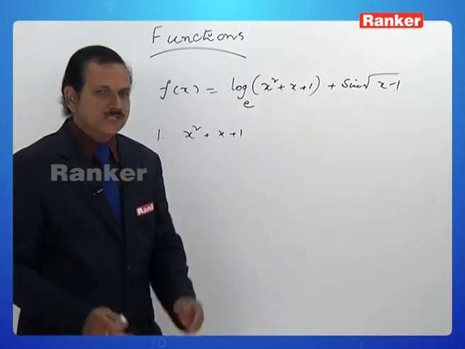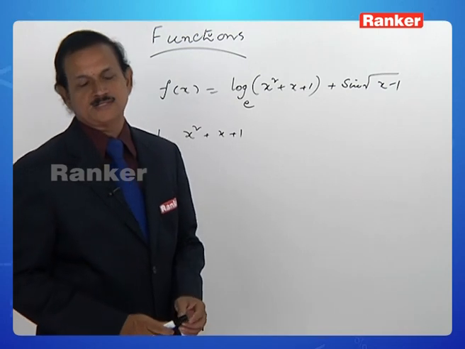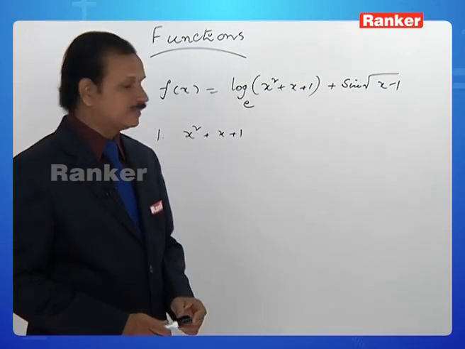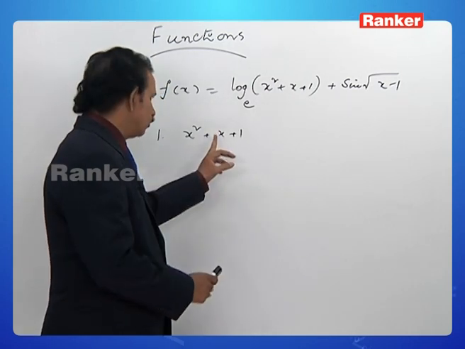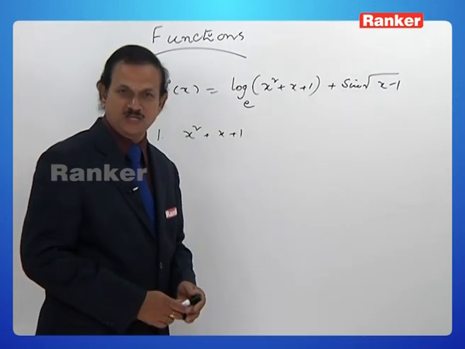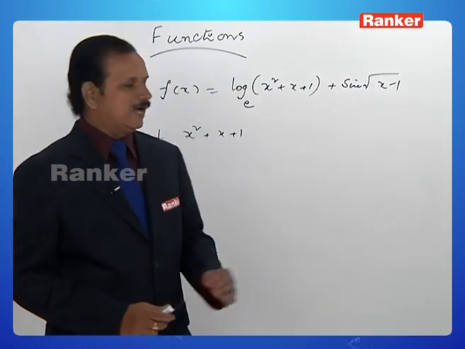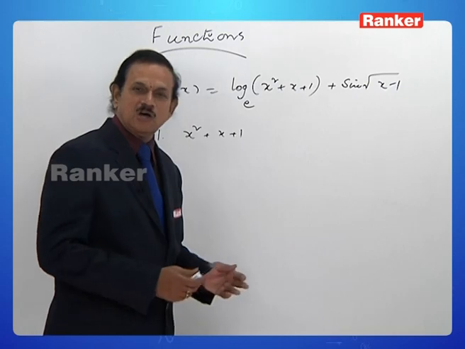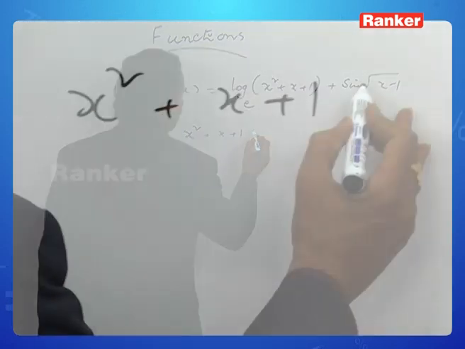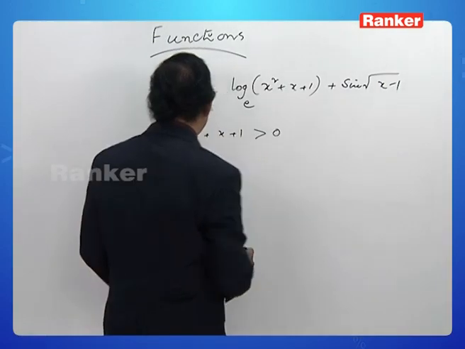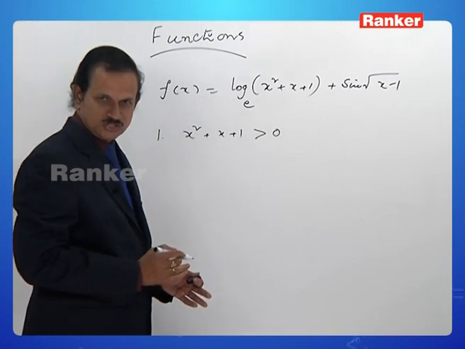It is a very easy matter to observe that x square plus x plus 1 is a quadratic expression with the discriminant negative. That is, b square minus 4ac is nothing but 1 minus 4, which is minus 3. It is strictly negative, and the coefficient of x square is positive. Therefore, x square plus x plus 1 is always positive for all x belongs to R. So, no special precaution needs to be taken here.